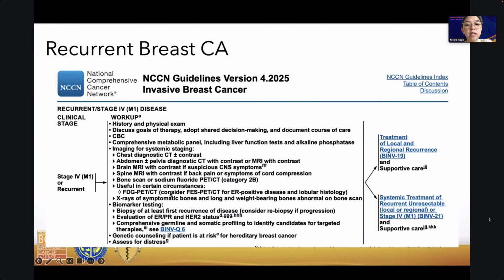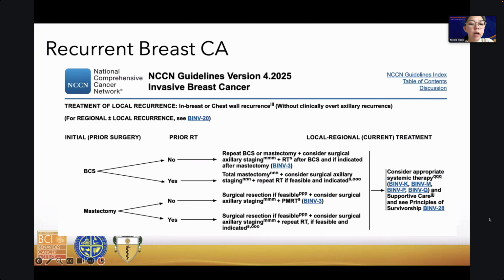Now, if the patient has a recurrence, we also recommend genetic testing and counseling because PARP inhibitors may be included in the systemic therapy that we give to patients with metastatic breast cancer. Now, if there is no sign of any distant metastasis, then we can still treat these patients with curative intent. So very important is the history of prior RT.